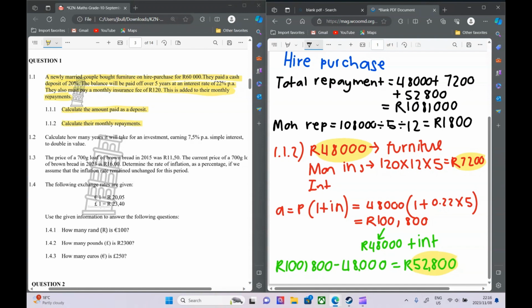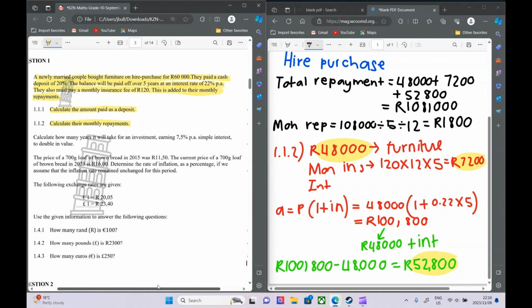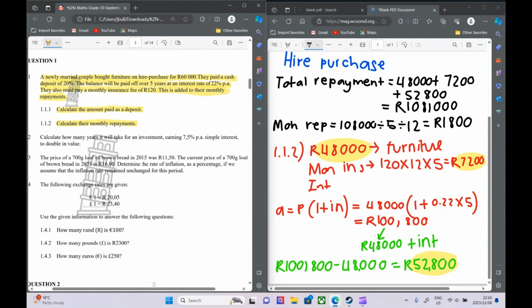We can see quite a lot of steps in this question. If you look at the marks though, it is 5 marks, so it's a pretty good start to the paper. I hope that made sense.